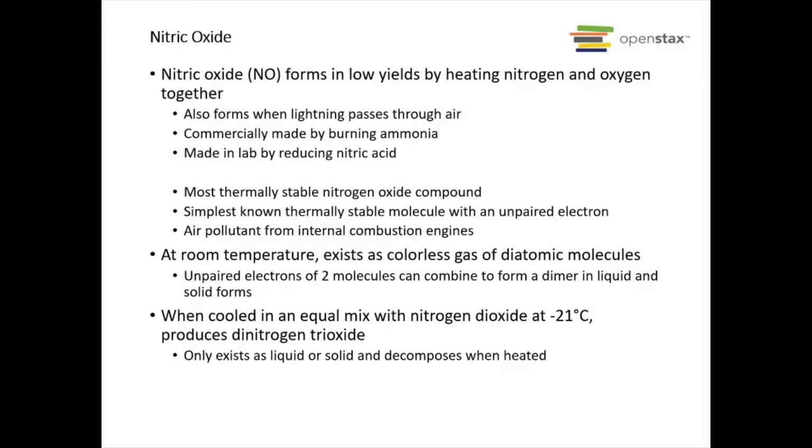So now let's talk about nitric oxide, or nitrogen monoxide. This is NO. And it forms in low yields when nitrogen and oxygen gases are heated together. It can also form when lightning passes through air. Commercially, it's made by burning ammonia. In the lab, so if you're doing this for an experiment, it's often made by reducing nitric acid. So with some type of reducing agent such as copper.